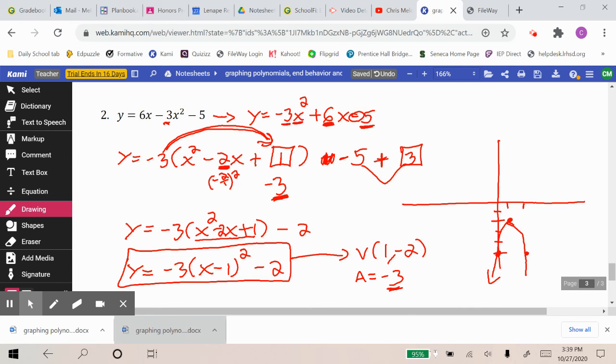All right, so what this really was testing you on is the whole process of completing the square. You guys are good with graphing the quadratics, but hopefully this just gave you a refresher of how to complete the square to put it in vertex form.